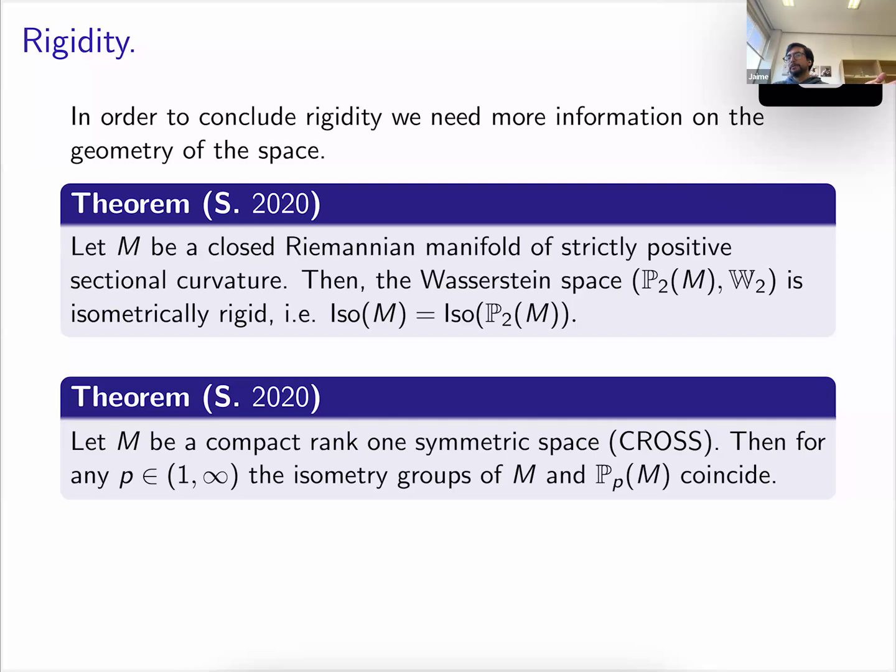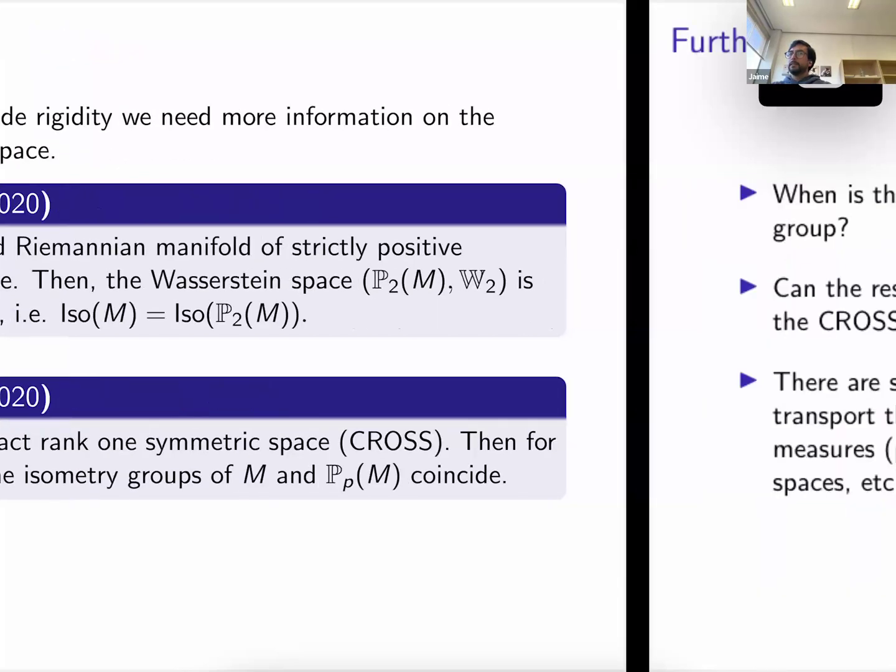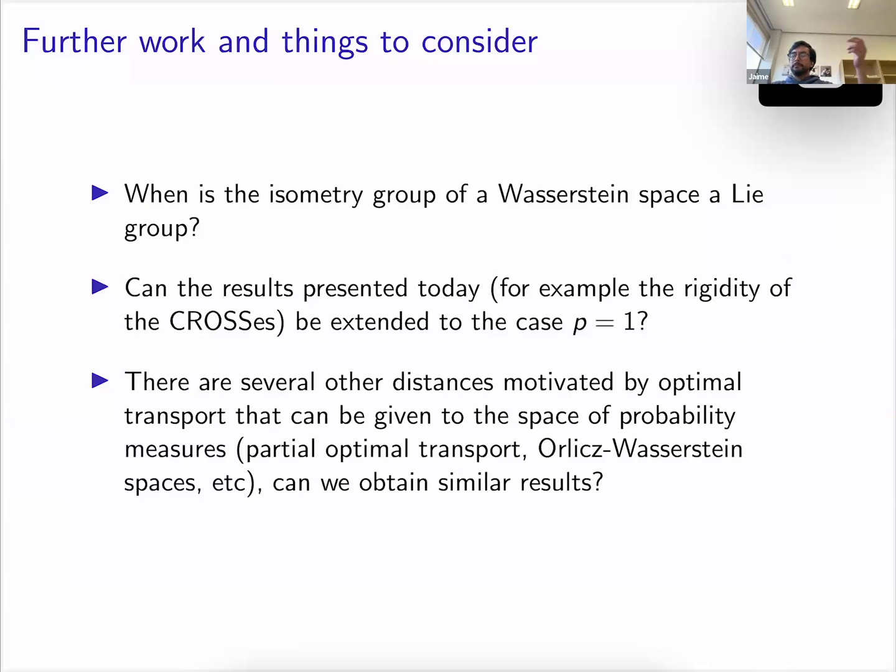So let me finish just by stating some further work and things that one can consider, going from most obvious to maybe less obvious. The first one, which is really the first thing that people ask me, is whether it is known that the isometry group of a Wasserstein space is a Lie group, which is something that always happens for manifolds. And well, even in the compact case, I don't know.